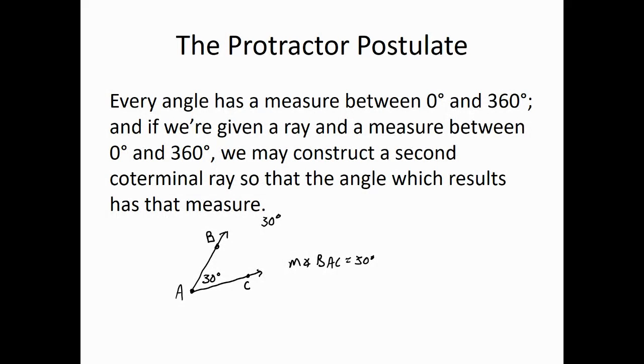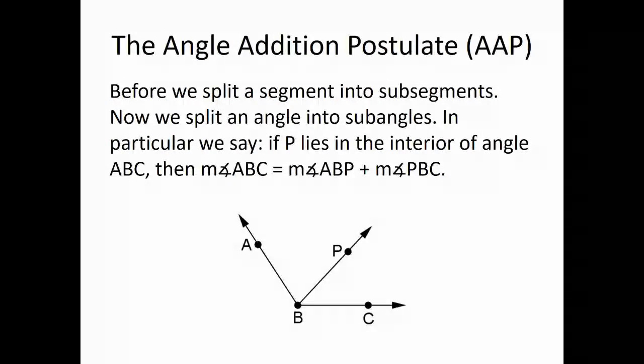If we have one angle that is greater than another, then we can carve off, by introduction of another ray, a piece of the larger angle that is equal to the smaller. All right, angle addition postulate. This is very much like the segment addition postulate, but of course it's about angles.